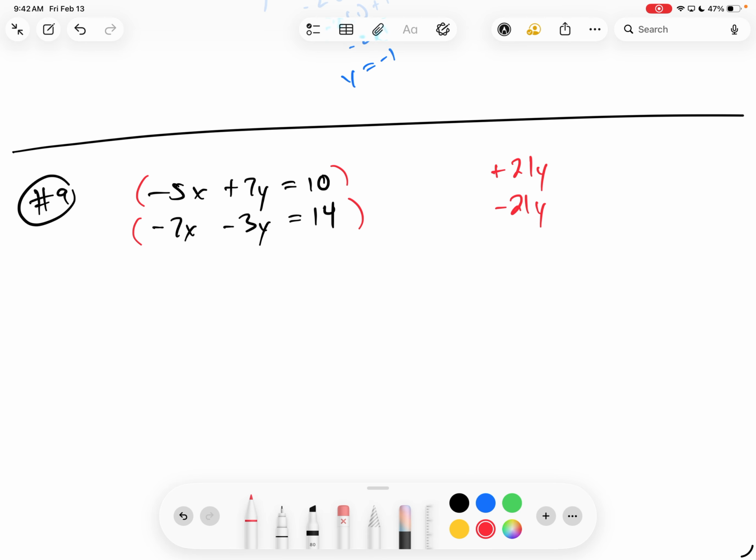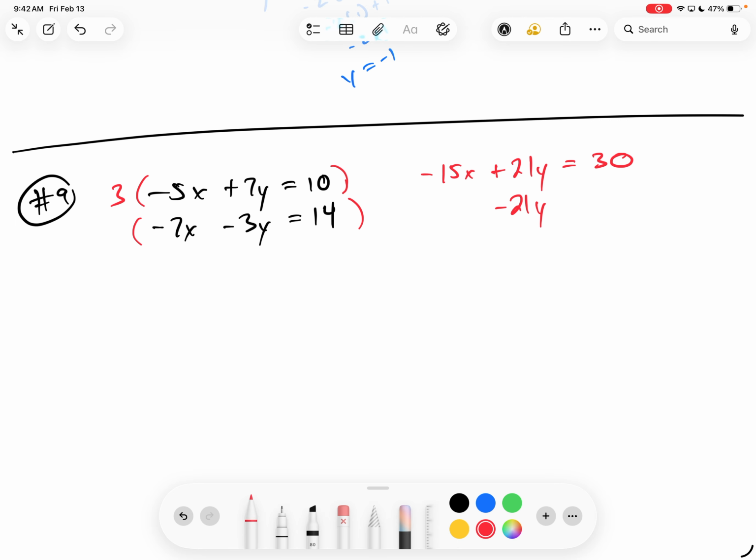So to get 7 to be 21, I'm going to multiply everything in here by 3. 3 times negative 5x is negative 15x. 3 times 7y is 21y. 3 times 10 is 30. Do not forget to multiply that last thing. Okay, you got to multiply everything in here.